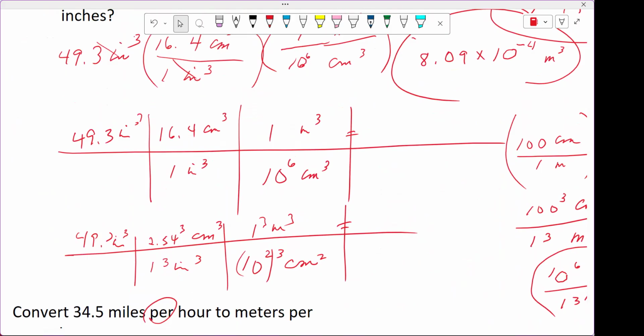Oh, this is it. And we'll do this. Well, there's 100 centimeters in a meter, right? Or 10 squared. Well, we want to cube everything, so 10 squared cubed is 10 to the 6. And that's where the 6 up here comes in.